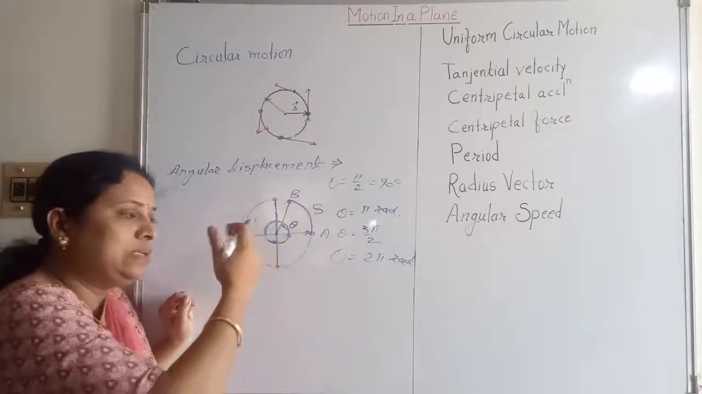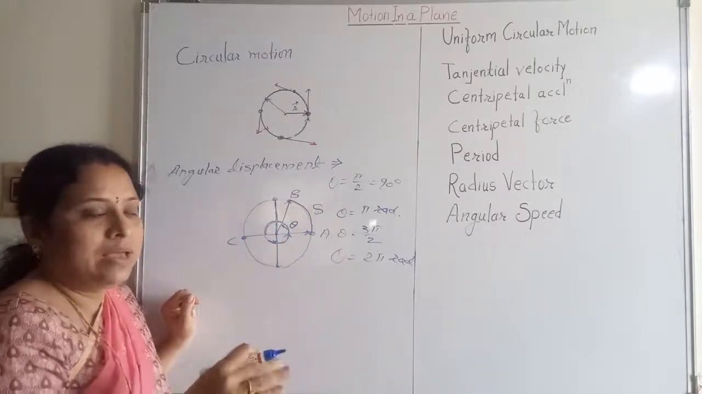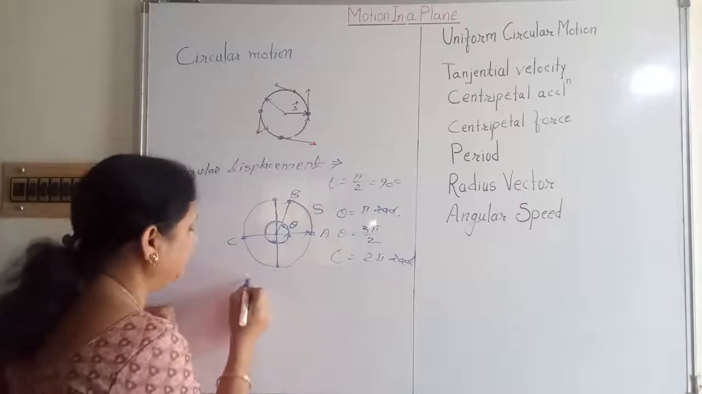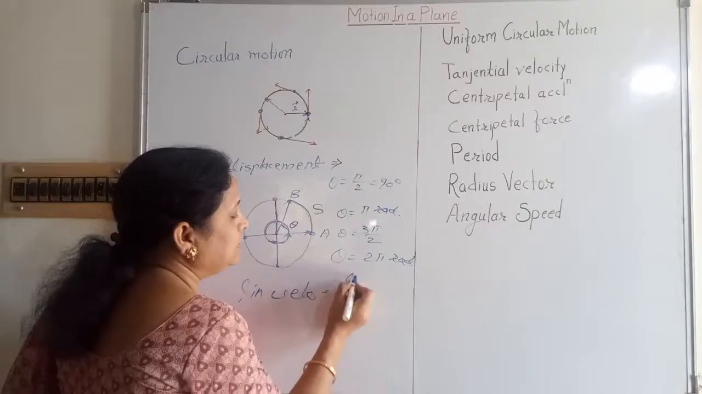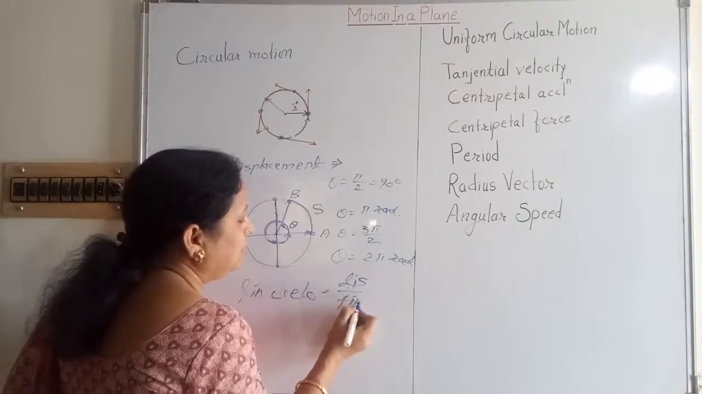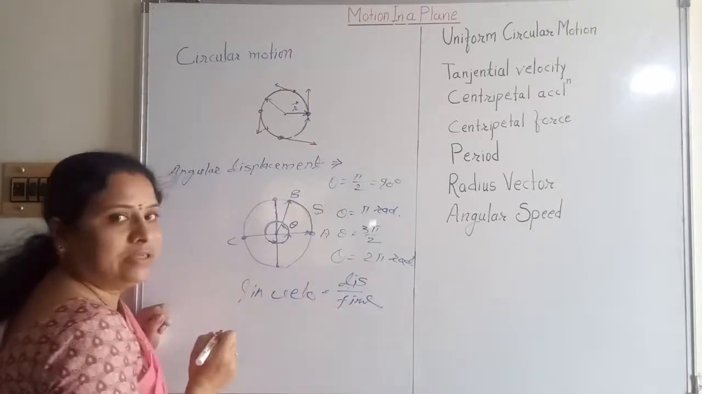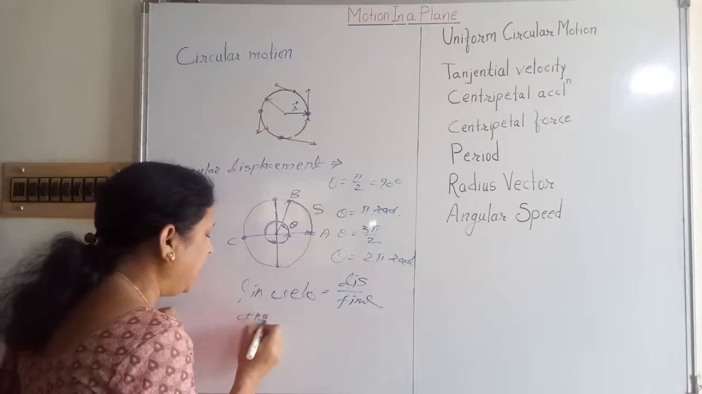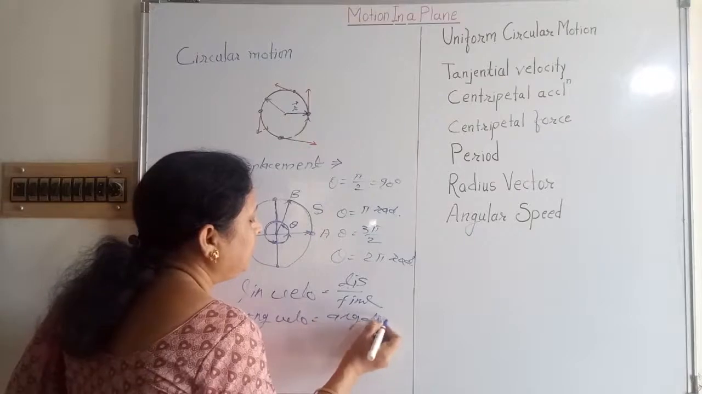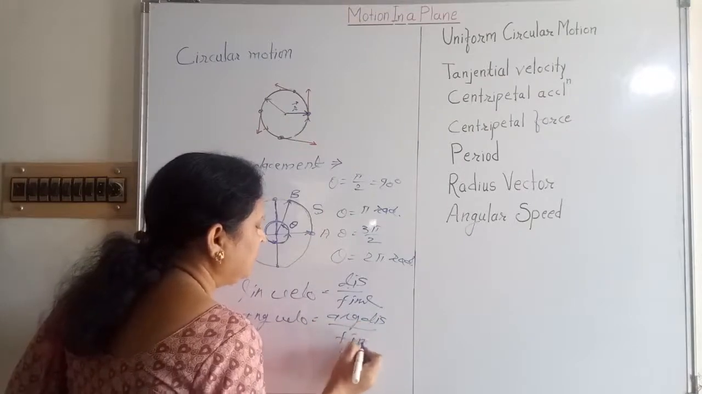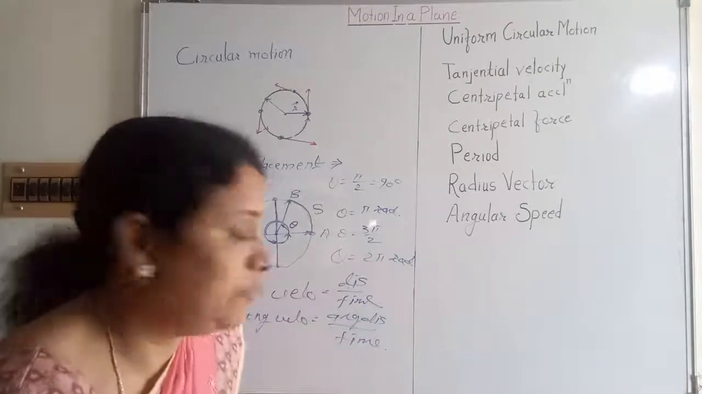This angular displacement changes with respect to time. As in the case of linear velocity, see here. Linear velocity म्हणजे काय? Rate of change of linear displacement, that is displacement upon time, is called linear velocity. Similarly, the angular velocity is nothing but the angular displacement per unit time. That is called angular velocity.